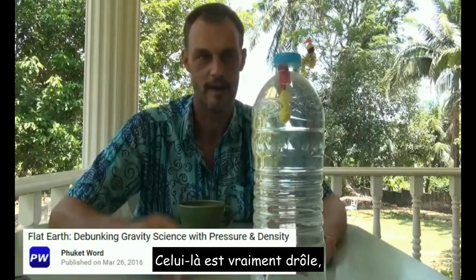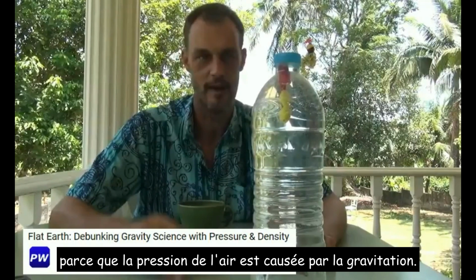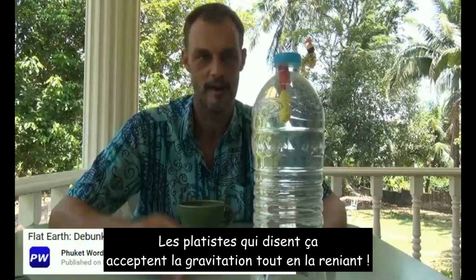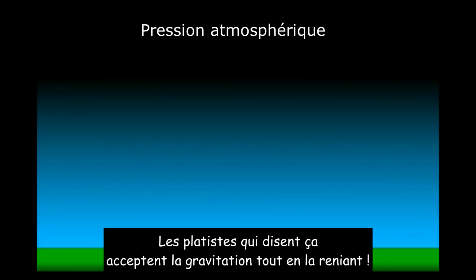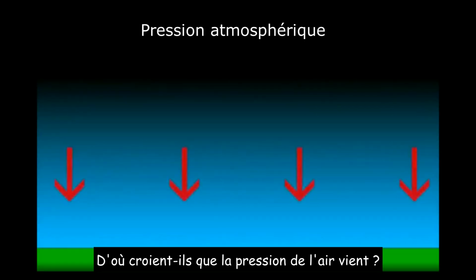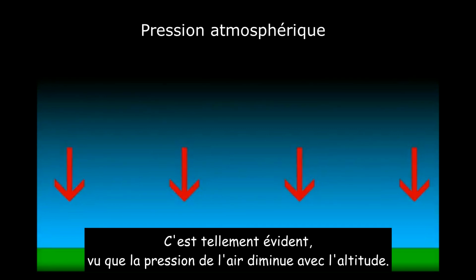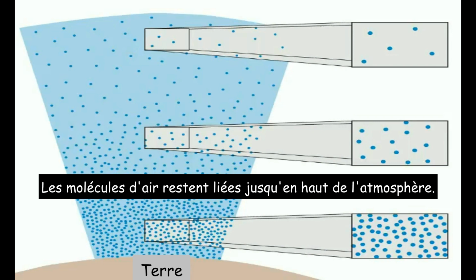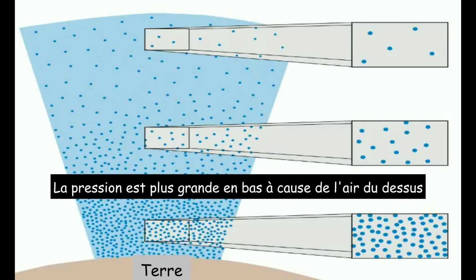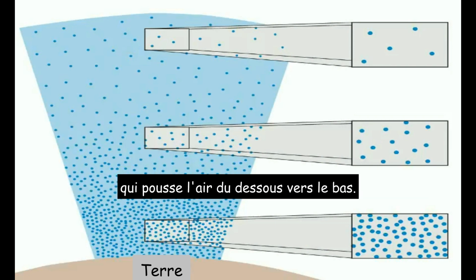This one is really funny, because air pressure is caused by gravity. Flat earthers who say this are simultaneously accepting gravity and denying it. What do they think causes air pressure? Air pressure is nothing more than the force of gravity pulling down on air molecules. This is very plain to see, as the air pressure decreases with altitude. Air molecules rest on each other, all the way up to the edge of the atmosphere. The pressure is greatest at the surface because of all the air above pushing down on the air below.